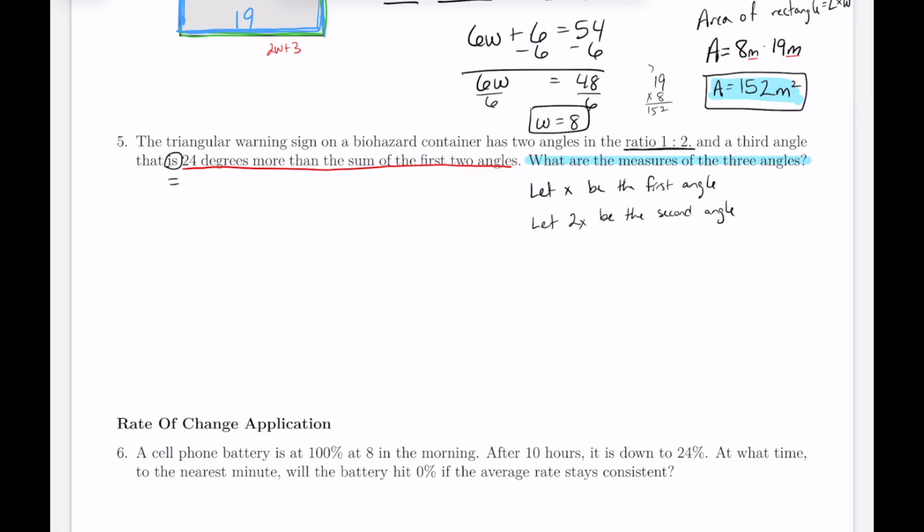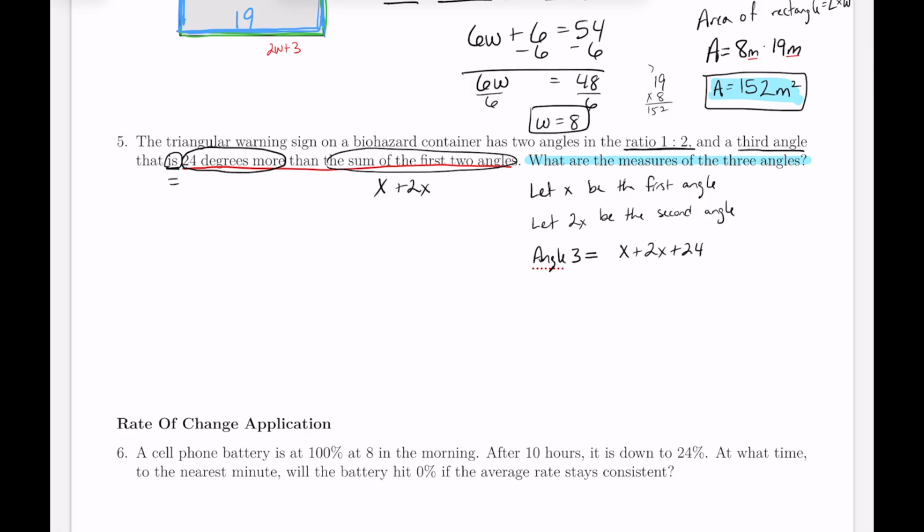And then it tells me that the third angle is 24 more than the sum of the first two. Okay, well, so that means that angle 3, wait, angle 3 is? Yeah, angle 3 is 24 more than, that part means we're going to be adding to it the sum of the first two angles. Well, I know the first angle is x and the second angle is 2x, and what I want is 24 more than that. So this would be x plus 2x plus 24.